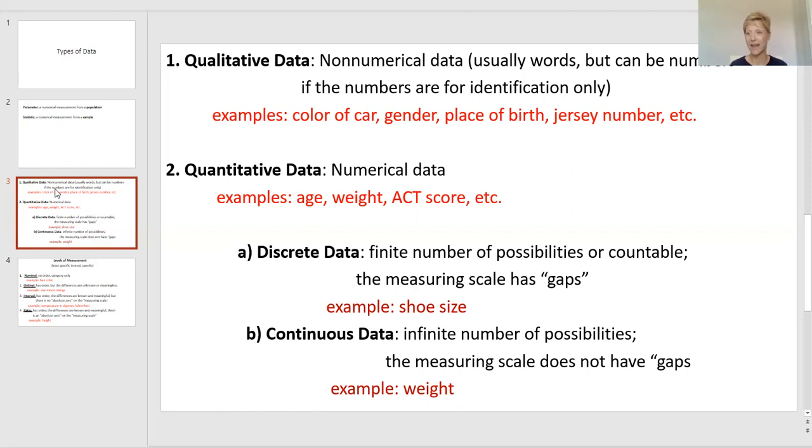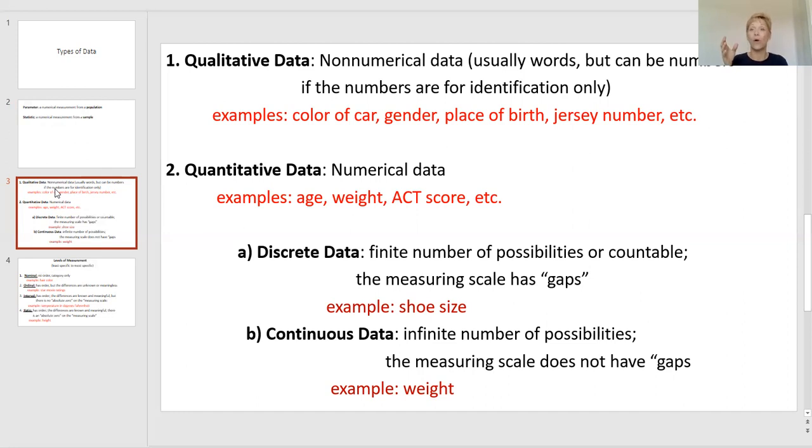Now, continuous data doesn't have any gaps. So remember, that's what continuous means. It just goes on and on and on. So weight would be an example of continuous data. You don't weigh 120 and then jump to 121. Sometime you must have weighed 120.483.